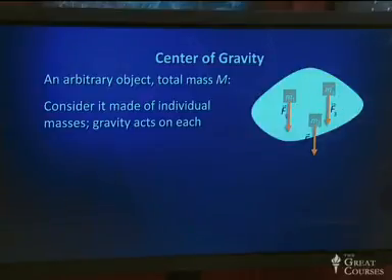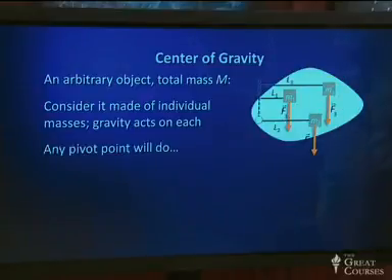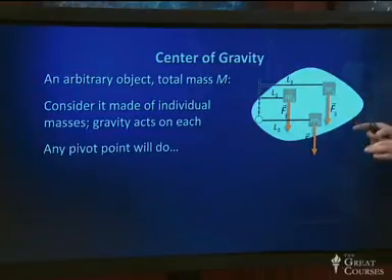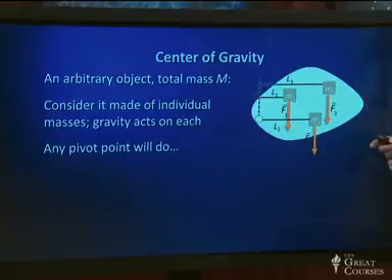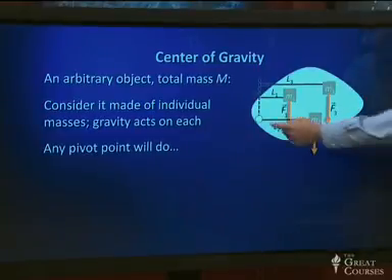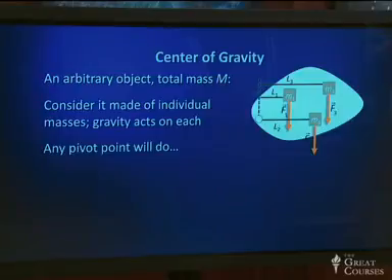I'll just think about the three of them. Now, we've already seen that any pivot point will do. If we can show that the torque is zero about any point, it's going to be zero about every point. So we're free to choose the pivot point. I've marked a particular pivot point I'm going to think about.